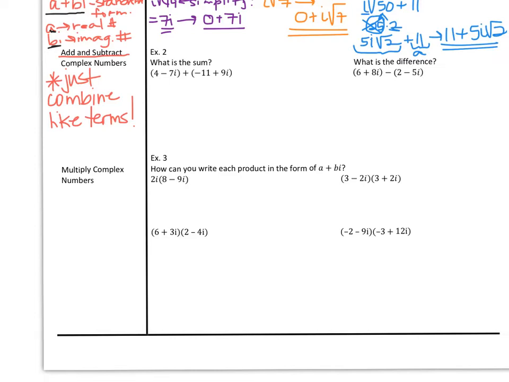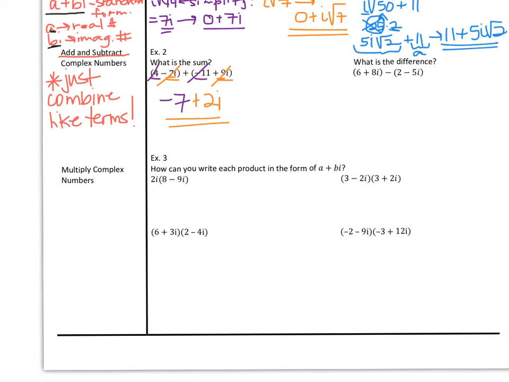If you have the complex number 4 minus 7i, and you add negative 11 plus 9i to that, we will simply combine the a's as our like terms, and then we'll combine our bi's as the other part of our like terms. 4 plus negative 11 would be negative 7. That takes care of that part. Negative 7i plus 9i is positive 2i. That takes care of that second part. And that's it. When you add, you're simply combining like terms.